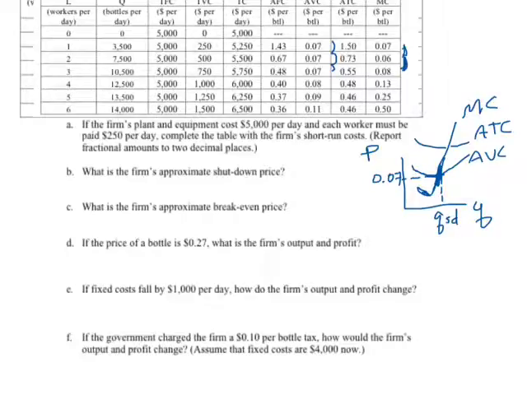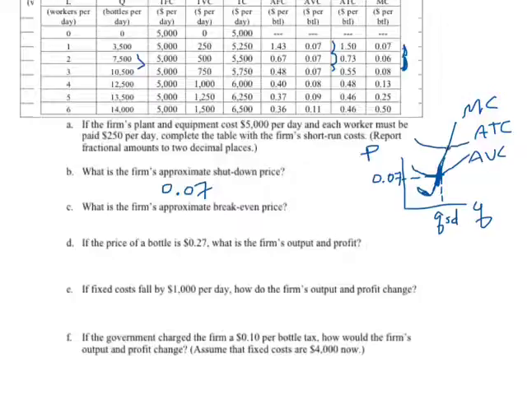Shutdown quantity would be somewhere in between these two numbers. Would be, let's see, that's a $3,000. It's about 9,000. But I don't ask you about quantity. But 0.07, 7 cents a unit.